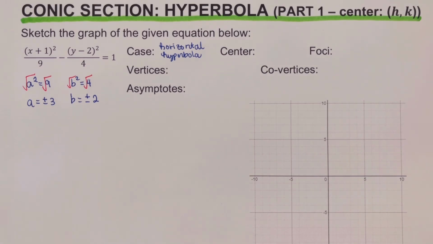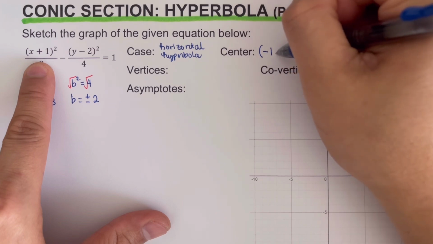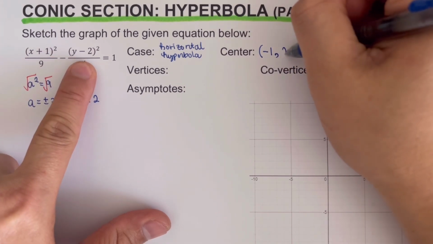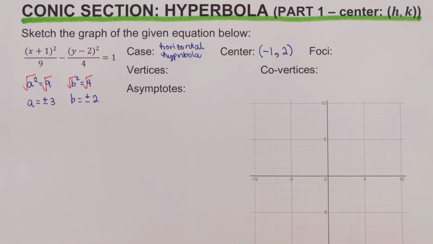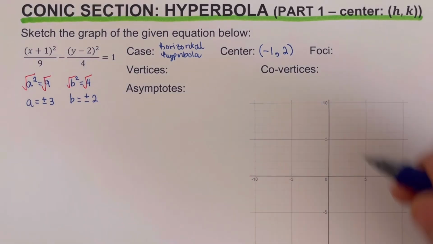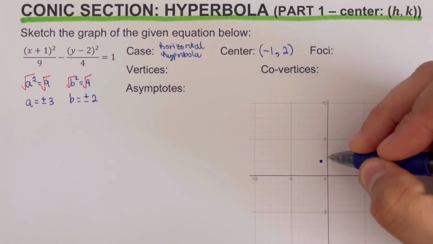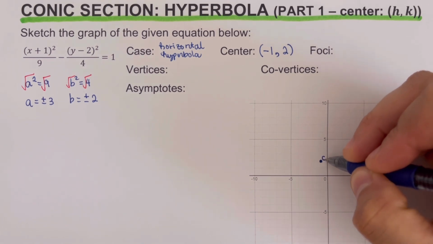Okay, now we go ahead and determine the center of this hyperbola. So the center is (h, k), so that's going to be negative 1, and so I'm just going to write negative 1 right there. And then that's a positive 2. So that's the center of this hyperbola. So I'm just going to go ahead and sketch that down here. So that's negative 1 and positive 2, so it's going to go up here. So this is our center, and I'm going to go ahead and label this as letter C.